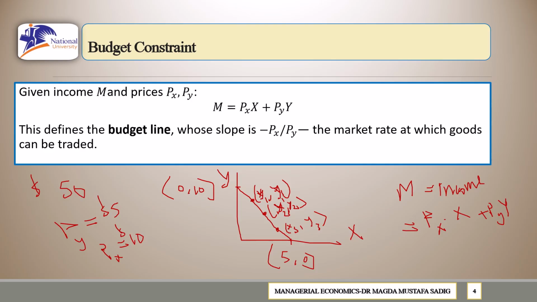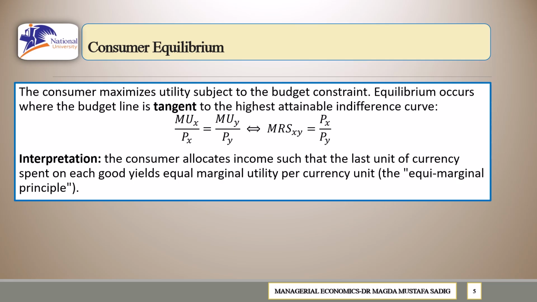So this defines a budget line whose slope is minus price X divided by price Y, and this is the market rate at which goods can be traded. The consumer's objective is simple: obtain the highest possible utility while remaining within the budget. If this is Y and this is X, and this is his budget line, these are the affordable combinations. Those combinations along the budget line, he can afford to purchase.